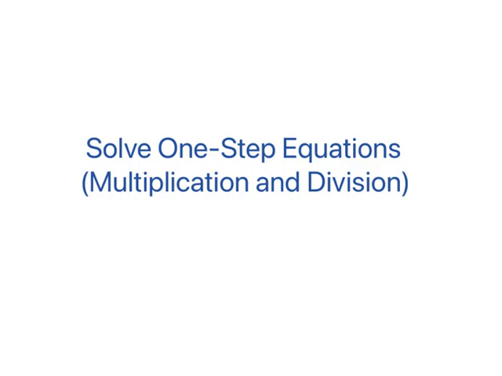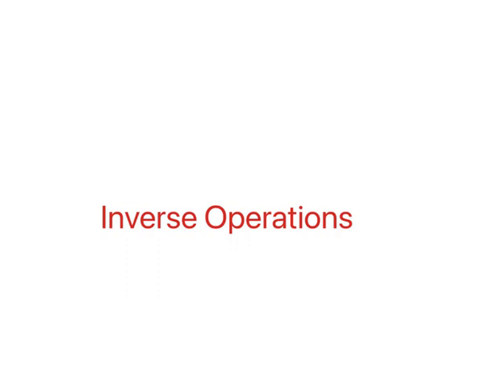Solve one-step equations with multiplication and division. Now, the reason we put these two together is because multiplication and division are inverse operations. What that means is they undo each other.